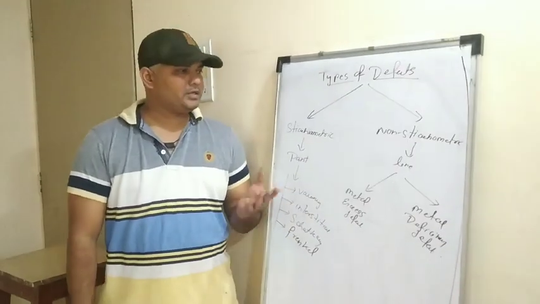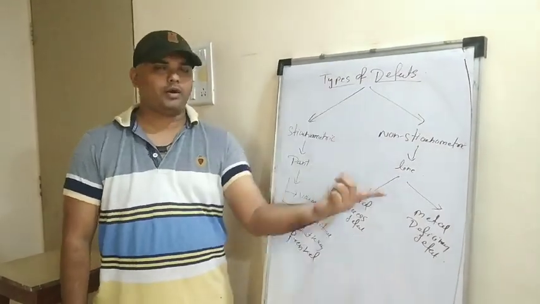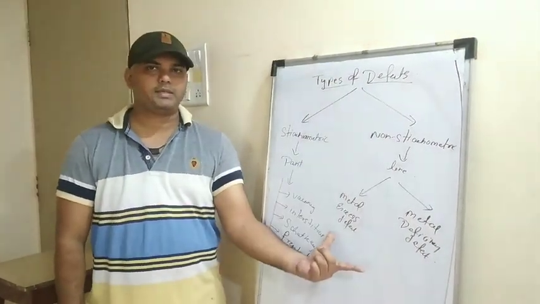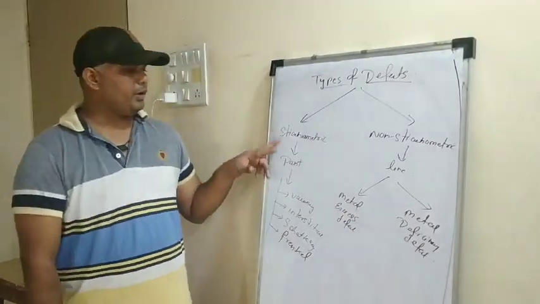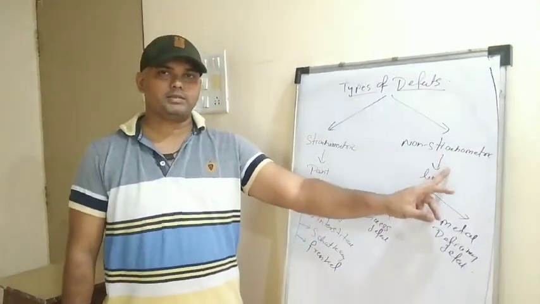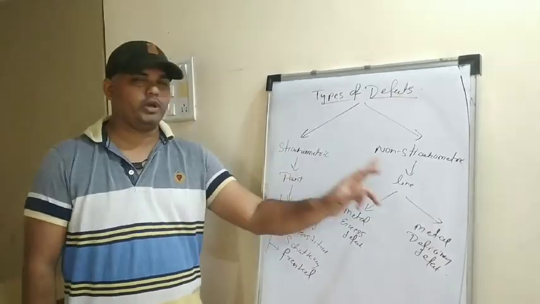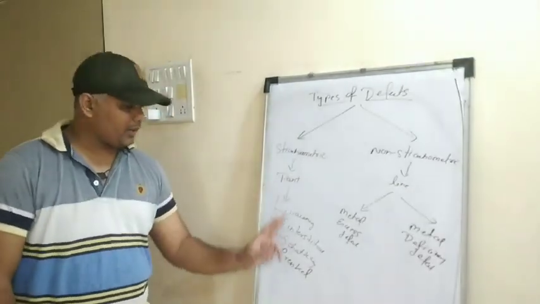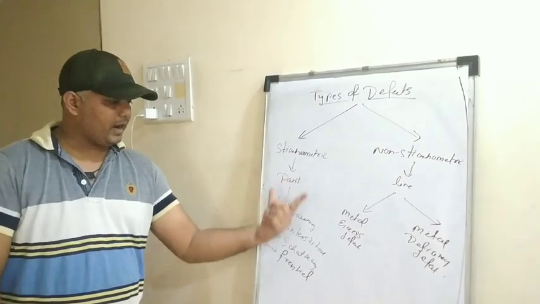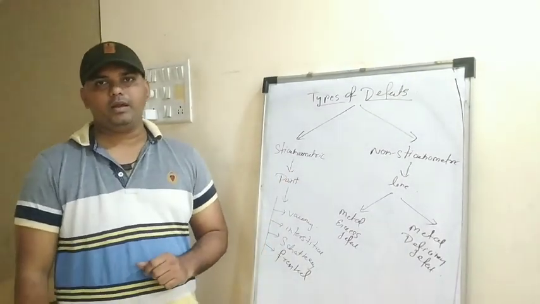So my dear students, for today's lecture we will only understand what the types of defects are. Tomorrow when we come, we'll be doing what is stoichiometric, what is non-stoichiometric, why they are called point, why they are called line, and what the types of defects under each are. We will understand each and every defect in detail, right?